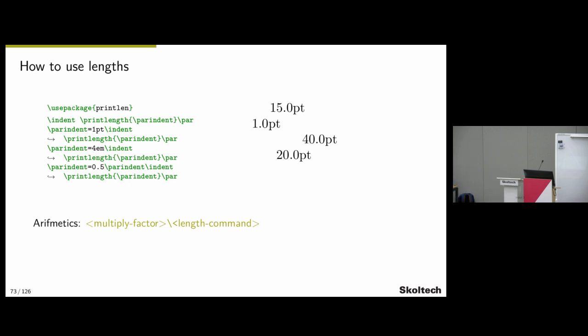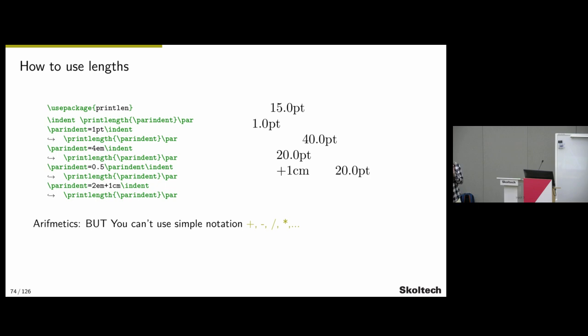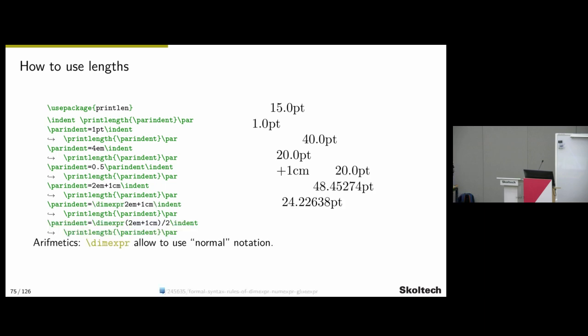We can change it and make it less. So we have 40 pt, and you can make it just 1.5 of this, and it will be 20 pt. But you can't use simple notation like this, plus, minus, and so on. You need to add dim_expr.